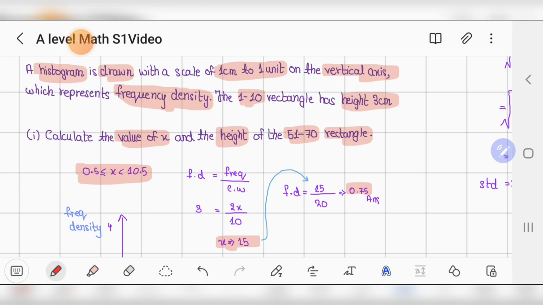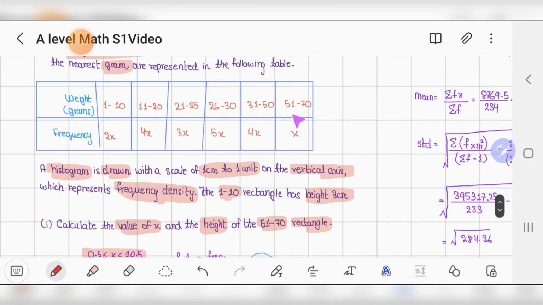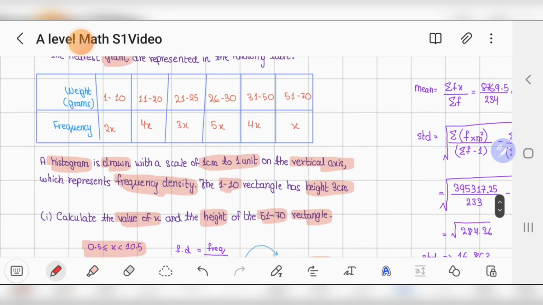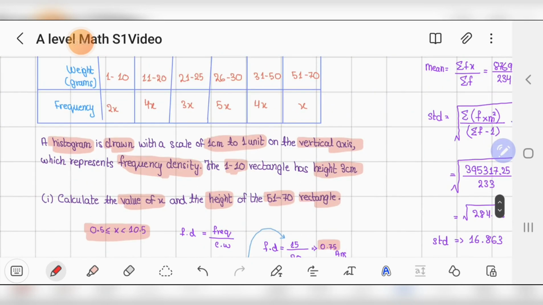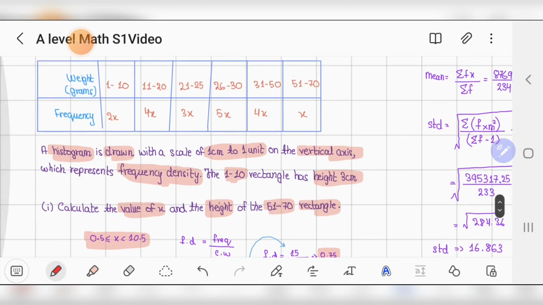Then it's saying calculate the height of this 51 to 70 rectangle. We got the frequency. The frequency of this is 15. Then we're just going to use the frequency density formula in order to find the height of this. So it's going to be 0.75, which is frequency upon class width. The class width is 20.